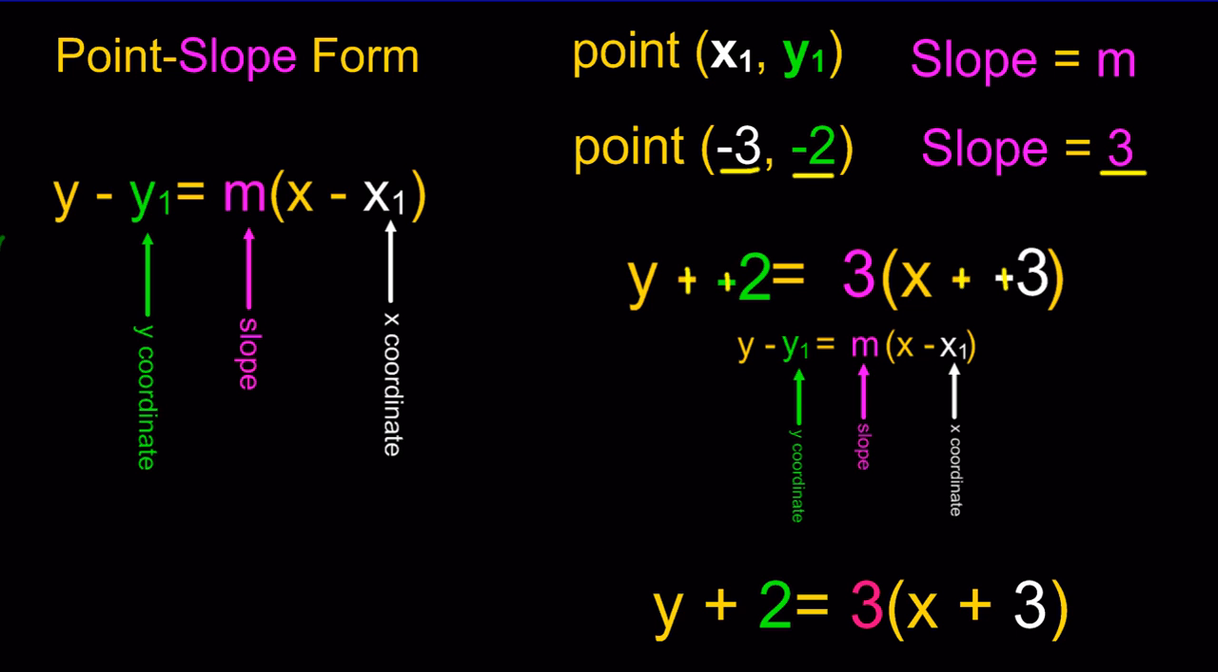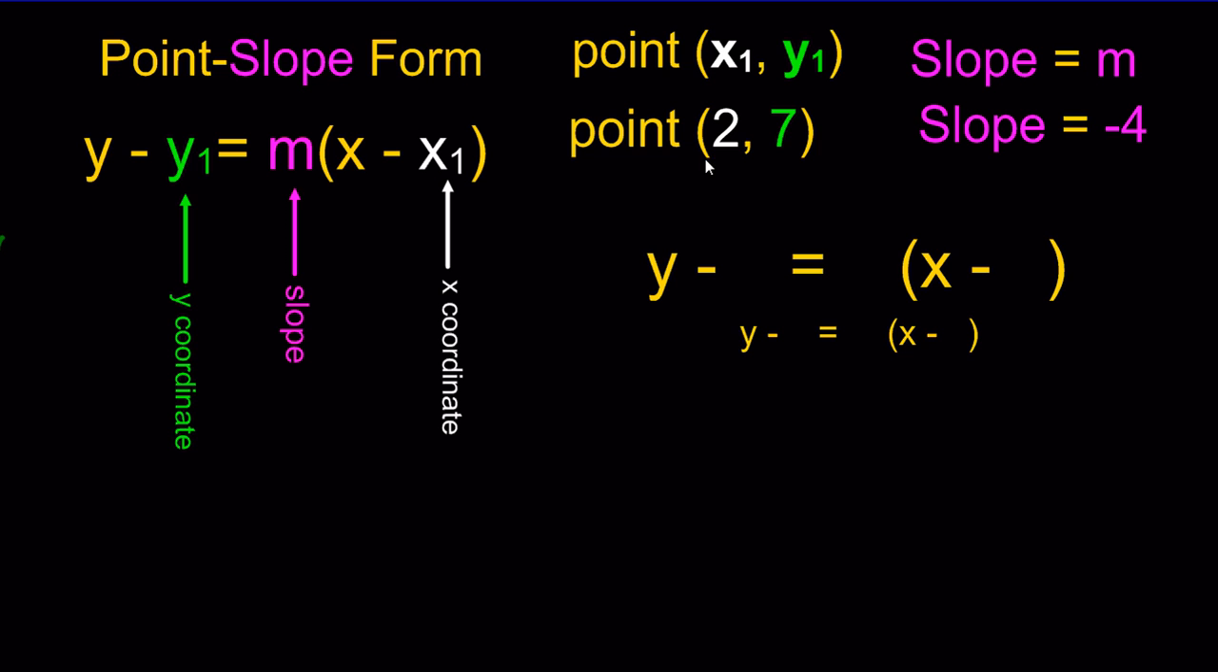Let's go ahead and try another one. Now we're given the point 2, 7 and a slope of -4. We're going to go ahead and look at the y1 value first. So we write y minus y1, which is 7. Then we need to look at the slope, and we can see the slope over here is -4. So equals -4 times the quantity of x minus the x1.